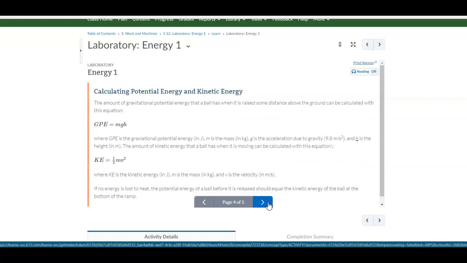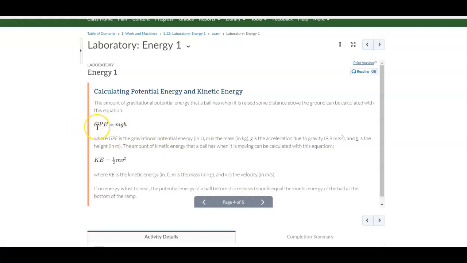So here are the formulas that you need. You've probably seen this in the lessons before, so that you can calculate the gravitational potential energy. We know it's gravitational when it's starting at a height and dropping. So the amount of gravitational potential energy that a ball has when it is raised some distance above the ground can be calculated with this equation. So you do need to have this in your notes. And I would also include a sample problem in your notes as well. I would also write this out.